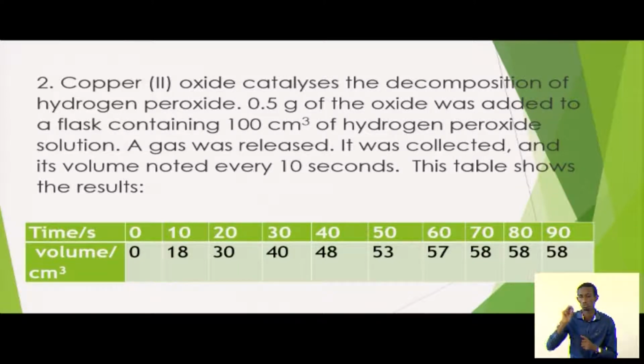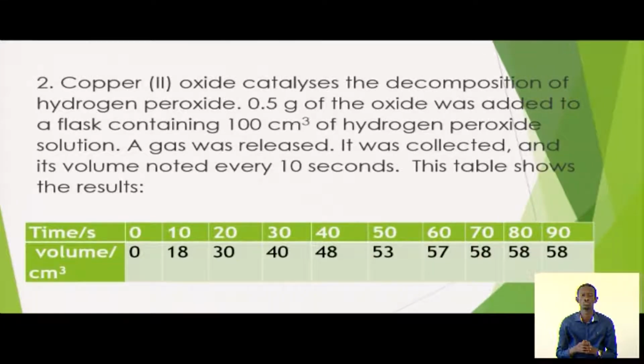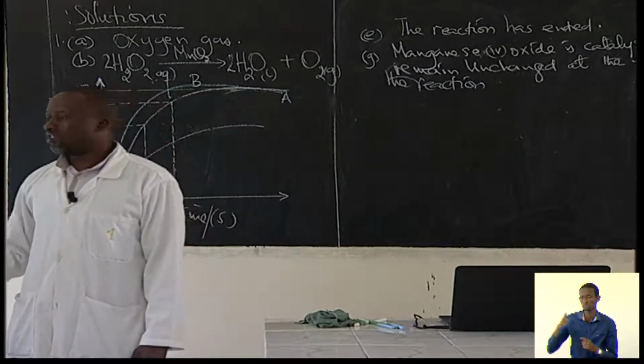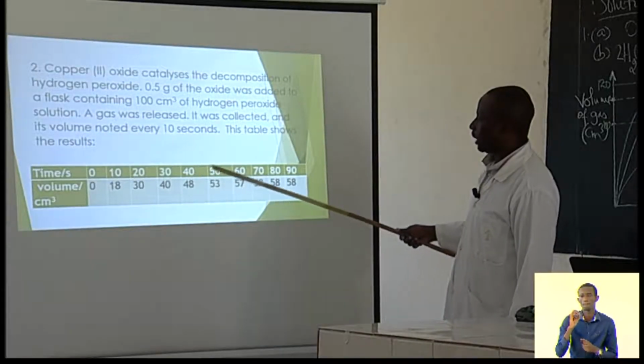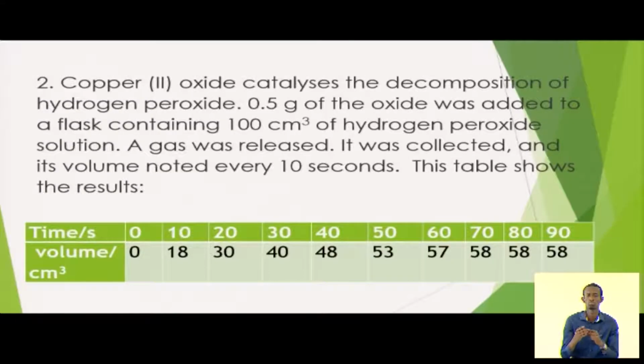0.5 grams of copper II oxide was added to a flask containing 100 cubic centimeters of hydrogen peroxide solution. A gas was released. Which gas? Oxygen gas. It was collected and its volume noted every 10 second interval, and this is the table of results that were produced. Look at the table of the results: 0, 0; 10, 18; 20, 30; 30, 40; 40, 48; 50, 53; 60, 58; 70, 58; 80, 58; 90, 58.